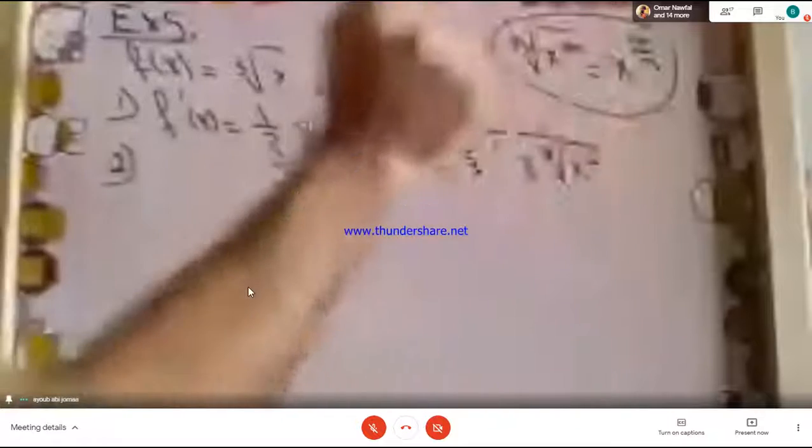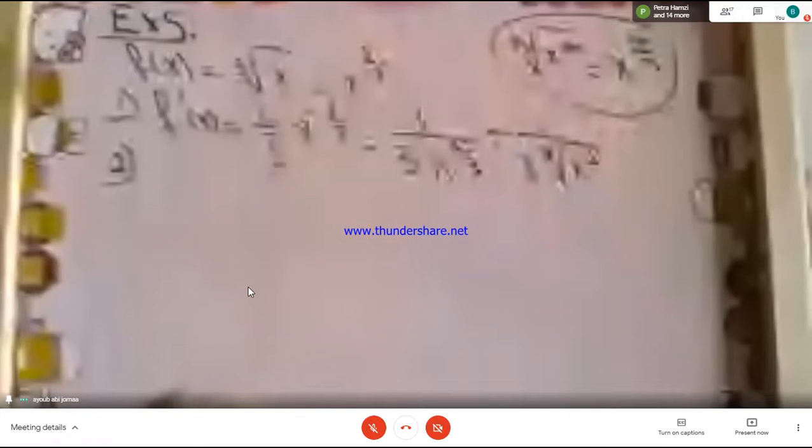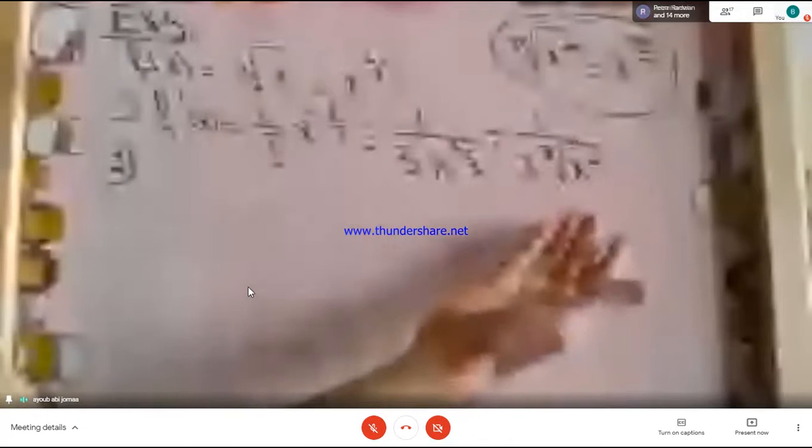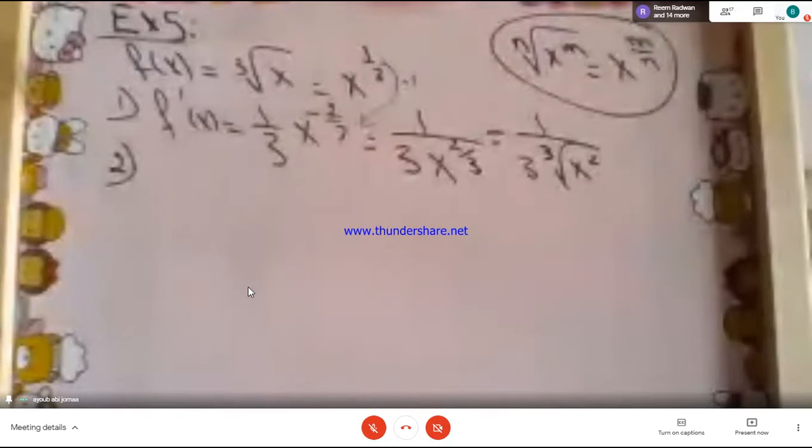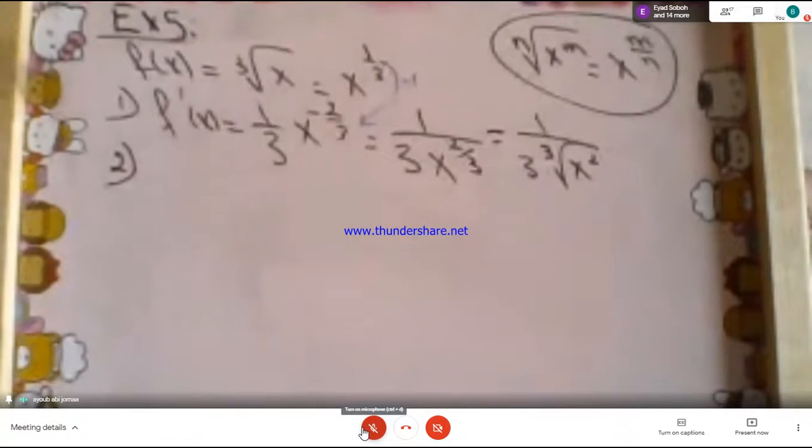Okay, thank you. Here you have a rational exponent. I change it to cubic root of x squared. Okay, thank you very much. My connection dropped, and then it came back.